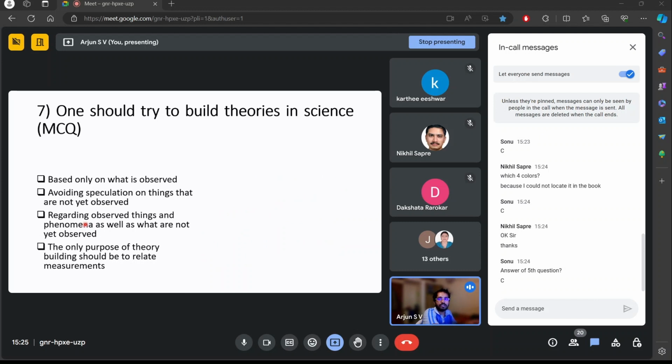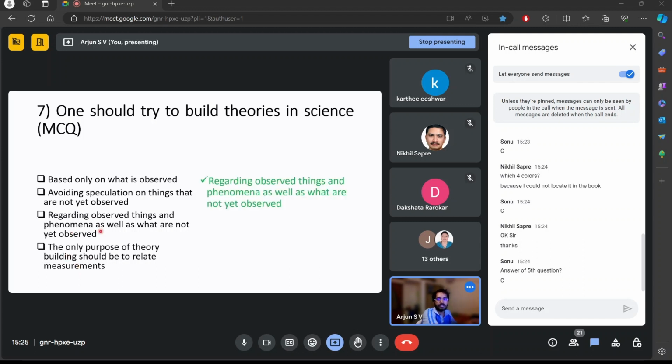So, moving on to the seventh question. One should try to build theories in science. It's an MCQ, so only one option is correct. Based only on what is observed, avoiding speculation on things that are not yet observed. Regarding observed things and phenomena as well as what are not yet observed, the only purpose of theory building should be to relate measurements. So out of these options, only option C would be correct.